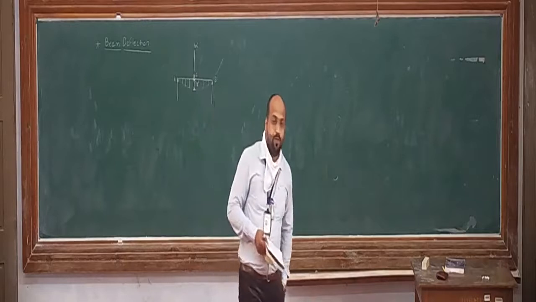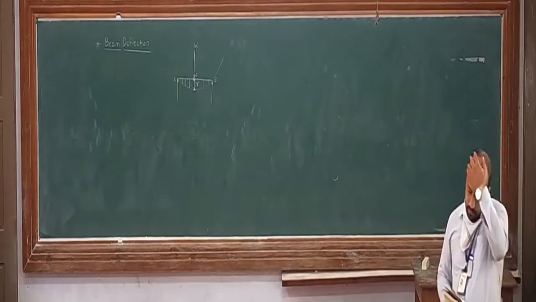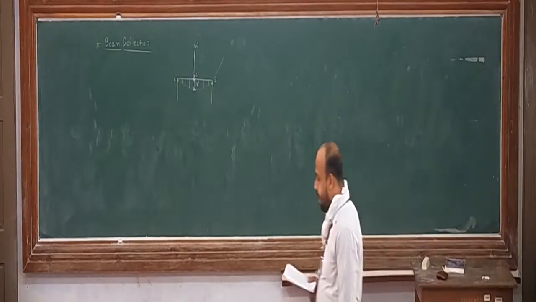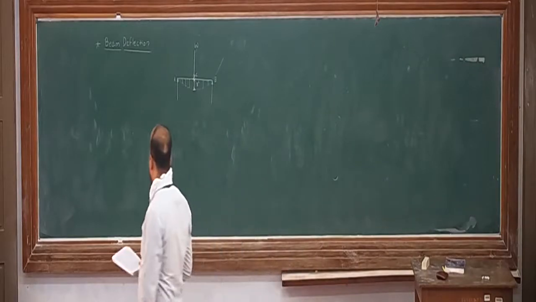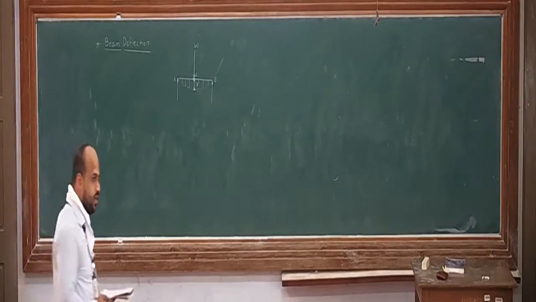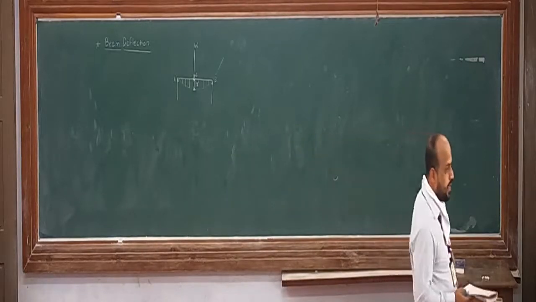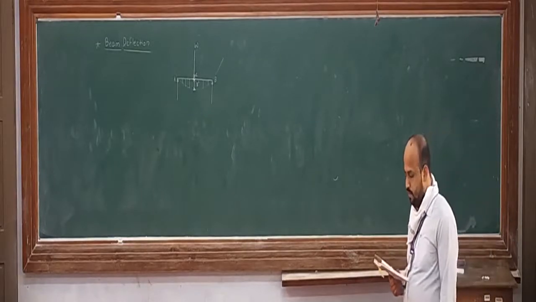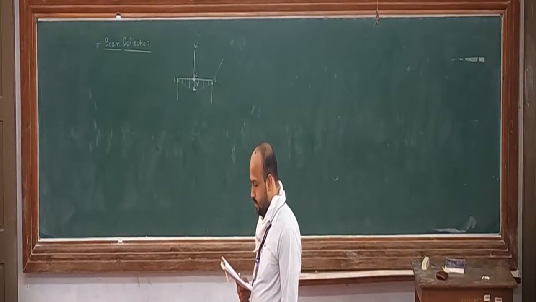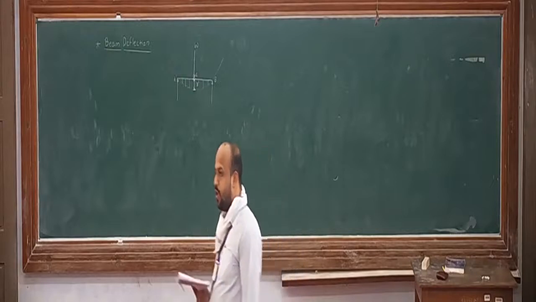Next, slope. Slope at a point is the angle between the tangent to the deflection curve at that point and an axis parallel to the longitudinal axis.